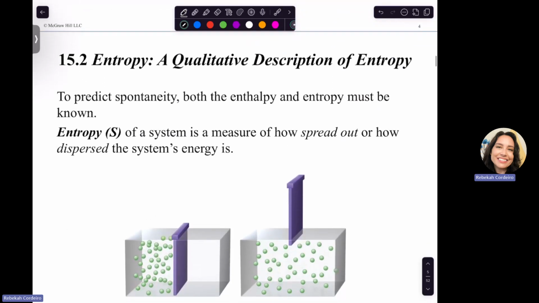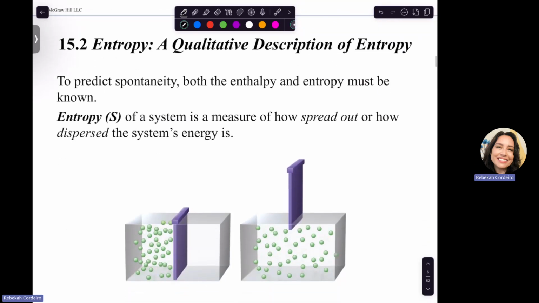The other factor is called entropy. Entropy, which is given as the variable S, is a measure of how spread out or dispersed a system's energy is. And we can also think about it.